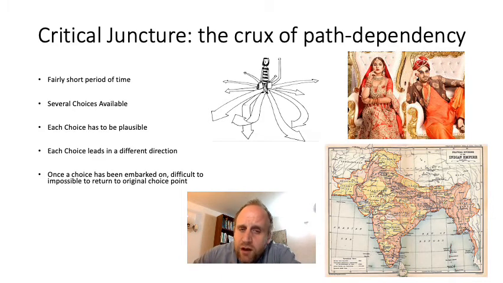Once you've embarked on a particular choice, however, it becomes difficult, if not impossible, to return back to the original choice point. So this is what a critical juncture is. Let's make it practical. What does that mean? Well, I think the example of marriage, shadi, is very good here. Before marriage, there are many potential choices available.